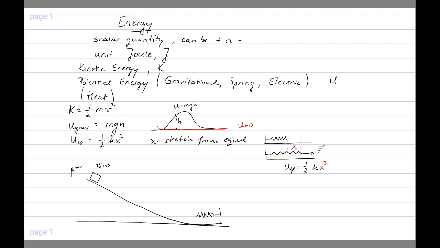So initially, the block will be a height h above the ground level, so it will have potential energy, gravitational potential energy.